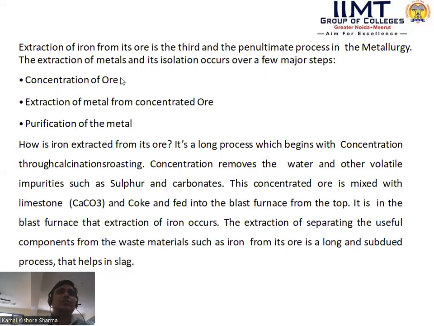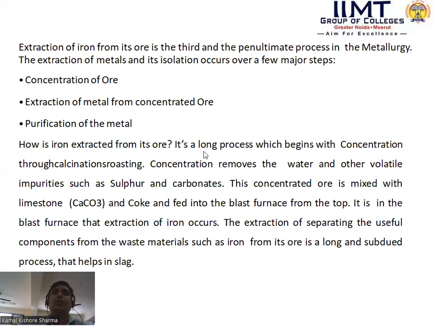The extraction of metal and its isolation occur over a few major steps. First one is concentration of ore. Second one is extraction of metal from concentrated ore. Third one is purification of metal. How is iron extracted from its ore? हम जानना चाहते हैं कि आयरन को उसके ओर से कैसे एक्सट्रैक्ट किया जाता है.